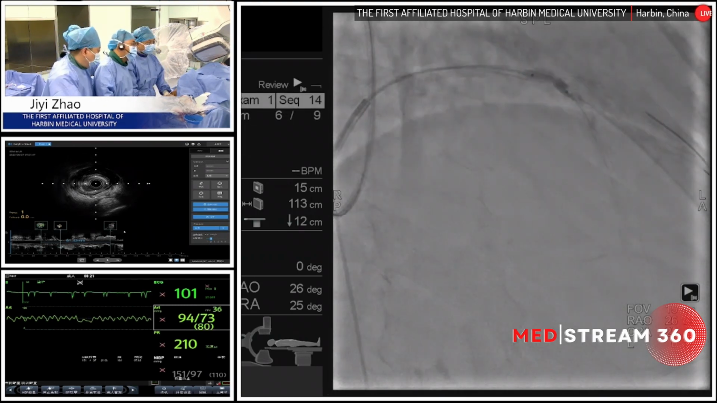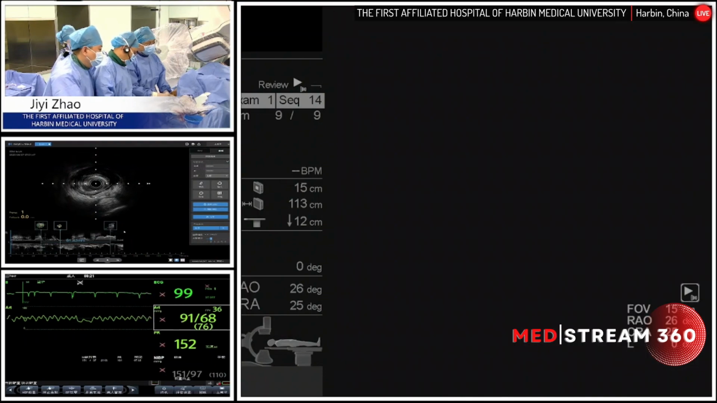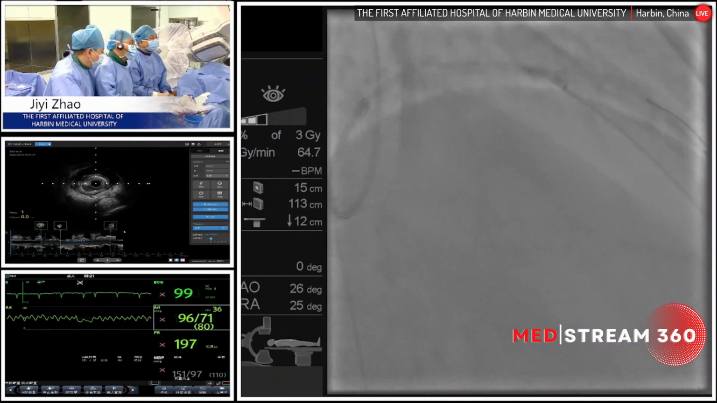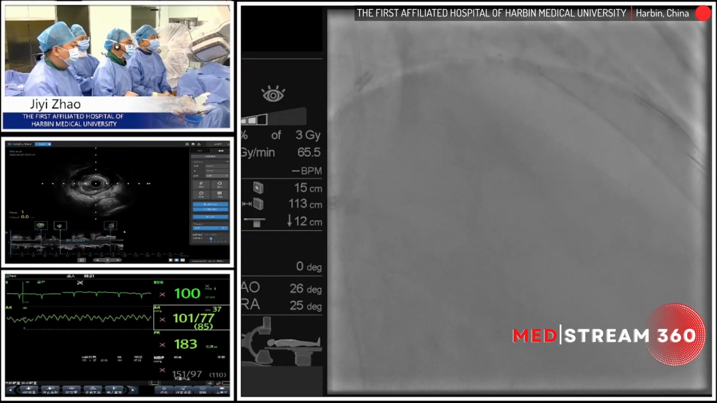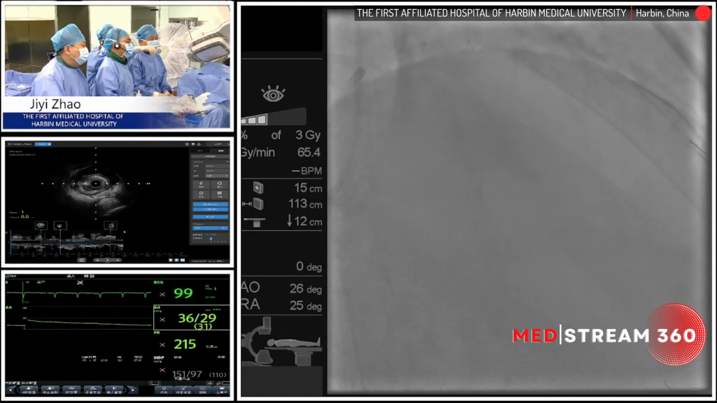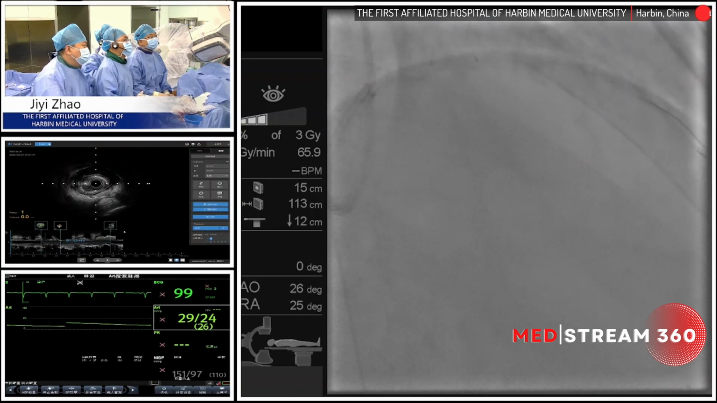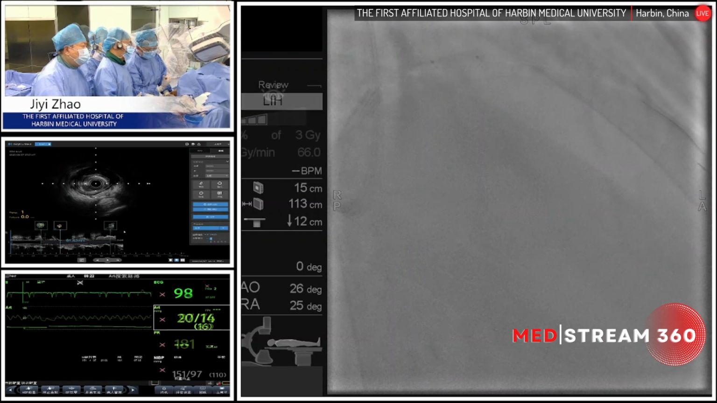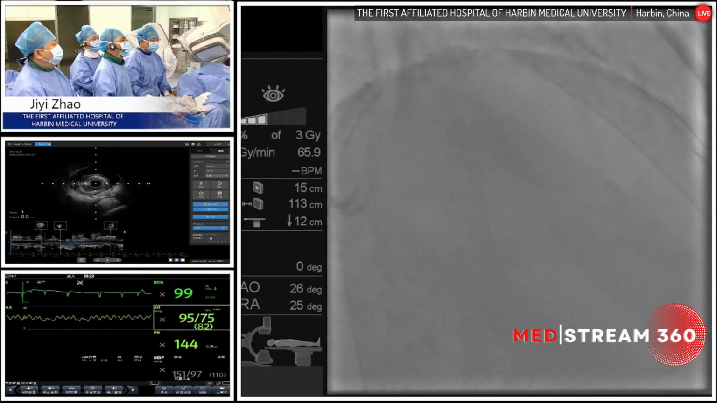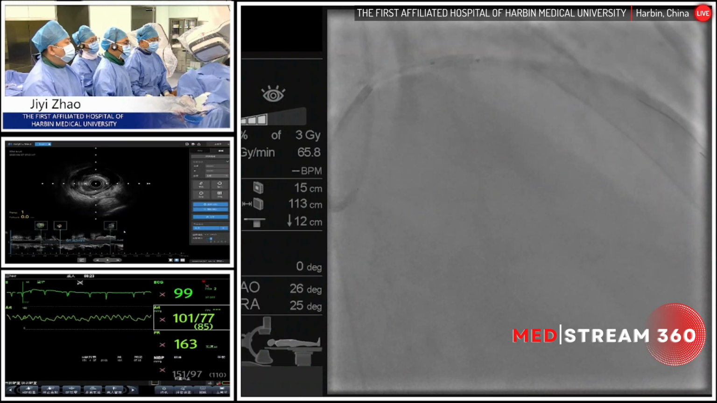Okay, we can see that there is a focal under-expansion under the full atmosphere of the IVL. We have finished the second round of the shockwave at this spot. Maybe one more round at the bifurcation side, because we just saw a little bit of focal under-expansion with the balloon here. And we can see that using this IVL, the patient is relatively stable with the support of the IABP system.